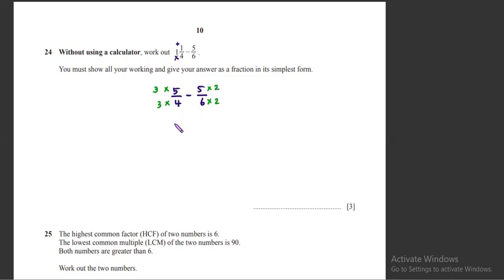So 3 times 5 is 15. Over 3 times 4 is 12. Minus 5 times 2 is 10 over 12. 15 minus 10 is going to be a 5 over 12. This is what we get as the answer.